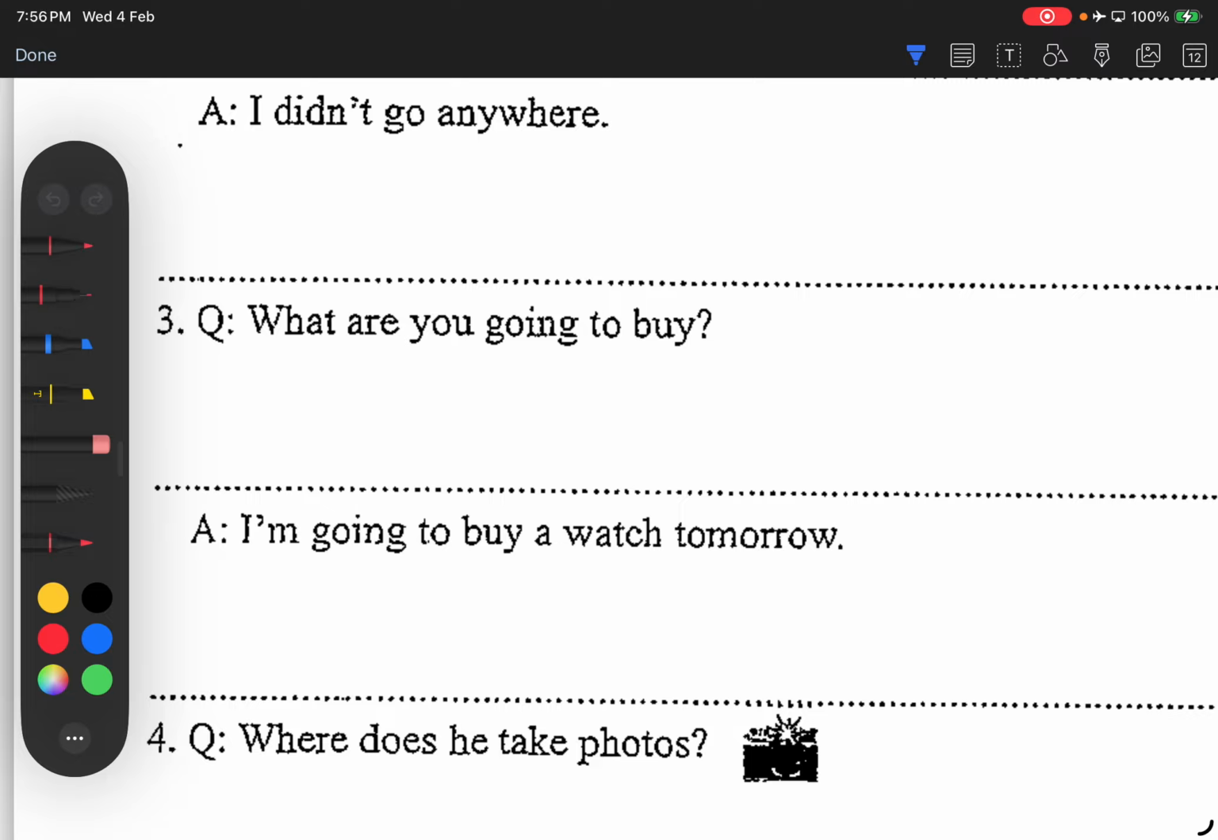Right, ashita tokei o kaimasu. So literally the correct translation should be tomorrow I will buy a watch. Right, tomorrow I will buy a watch. Rather than like I'm going to buy a watch. Can understand. Next, number 4.